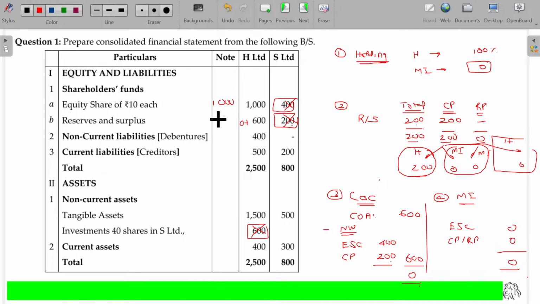600, 200 already cancelled. So only 600 rupees. 400 rupees remains uncancelled. 500 plus 200, 700 remains uncancelled. Okay. 2700. And 1500 plus 500 remains uncancelled. And 600 was already cancelled. So 400 plus 300, 700 remains uncancelled. Total value being 2700. Is that clear?